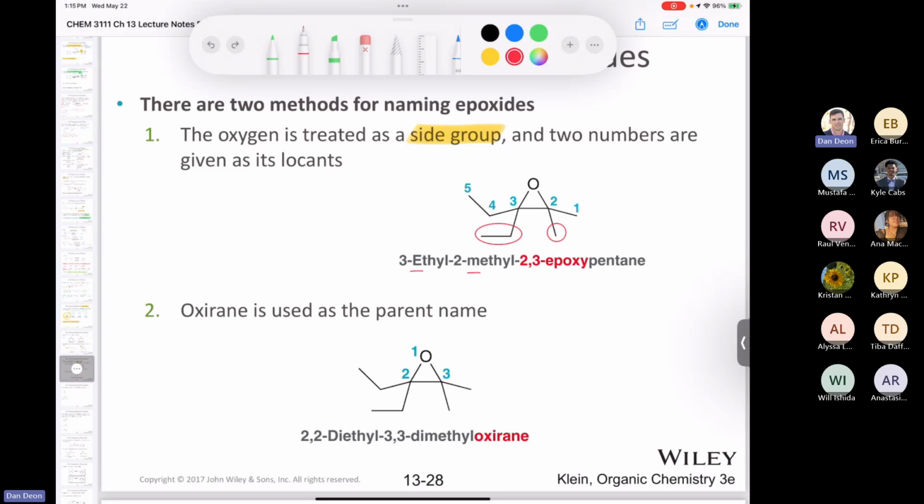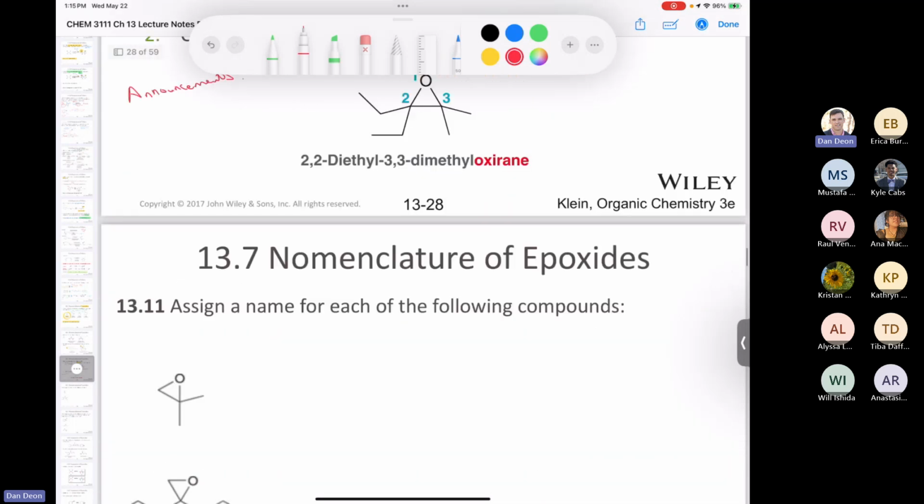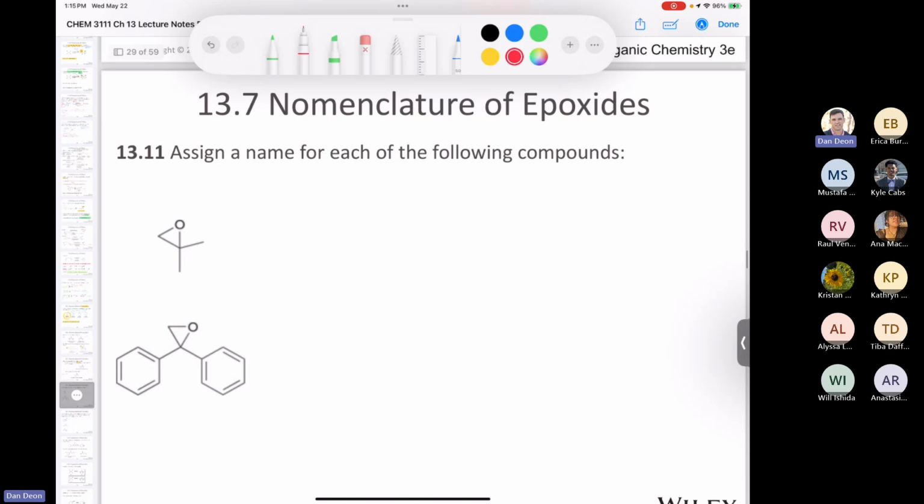Now, if you go into our announcements, you'll see that I have a whole announcement about epoxide nomenclature because students do tend to find it challenging sometimes. And so I go over a bunch of examples from the textbook. But today, just in the interest of time, I only want to go over a couple examples with you.